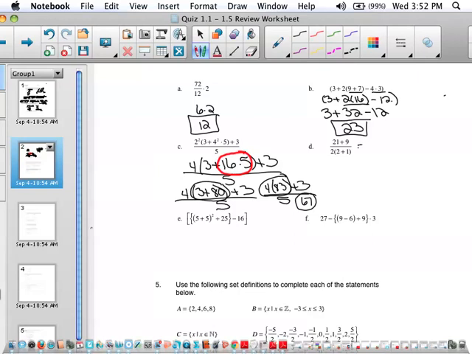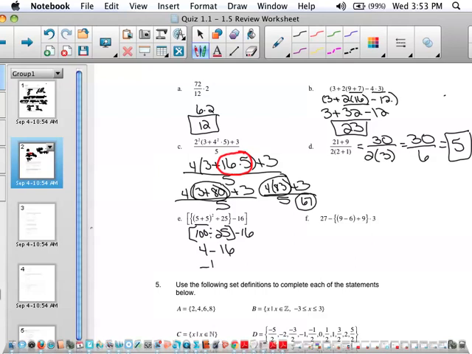D, remember to do the numerator and denominator independently. So 21 plus 9 is 30. Then 2 times 2 plus 1, which is 3. That's 30 divided by 6, which is 5. E, add what's in the parentheses first. So that's 10 squared, which is 100, divided by 25, minus 16. So that gives me 4 minus 16, which is a negative 12.